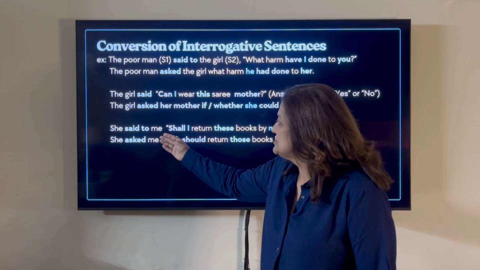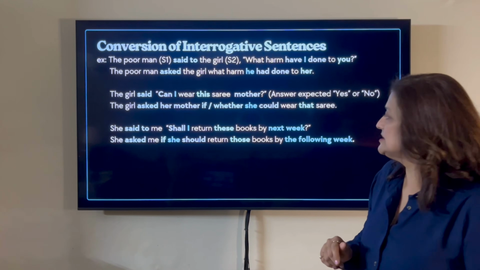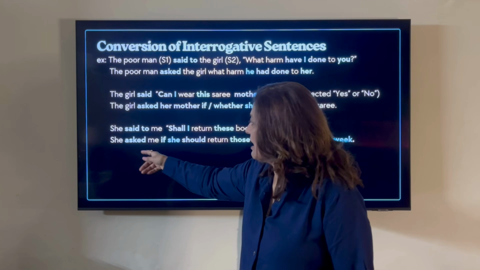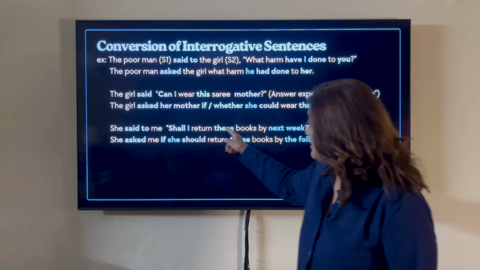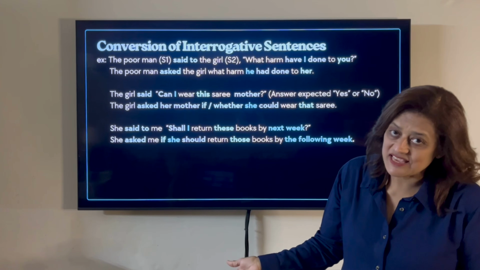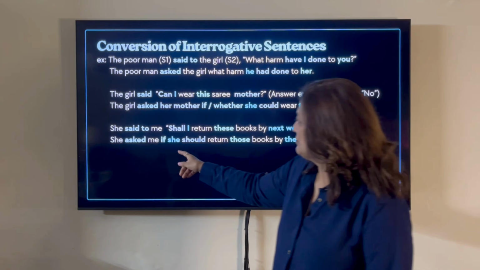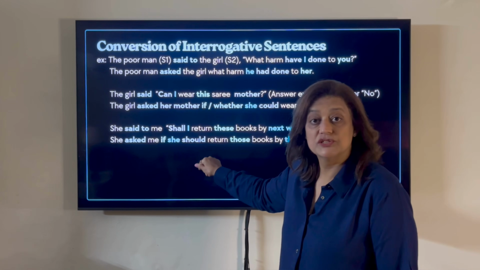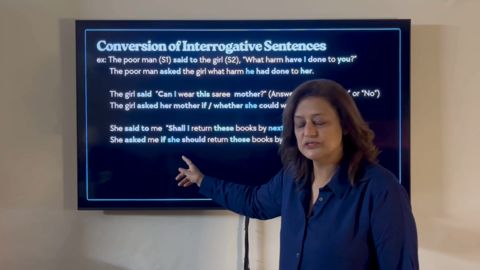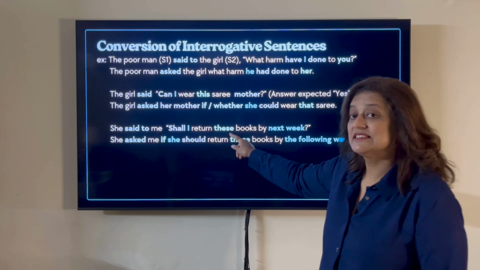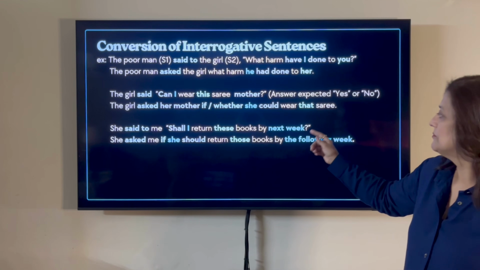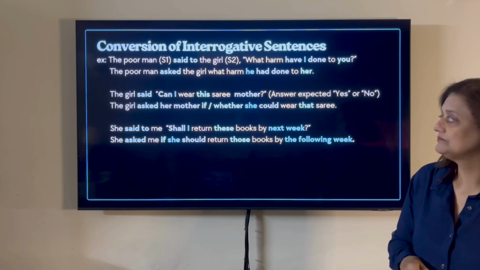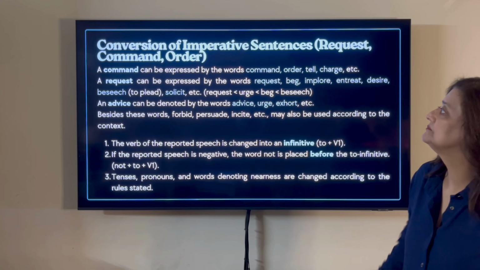Third example, she said to me, "Shall I return these books by next week?" So she's asking, she asked me if. Why? Because either I will say yes or I will say no. So if I changes to she, shall changes to should, they have swapped their positions. Return, these changes to those books, by next week changes to the following week. I hope it's clear so far.